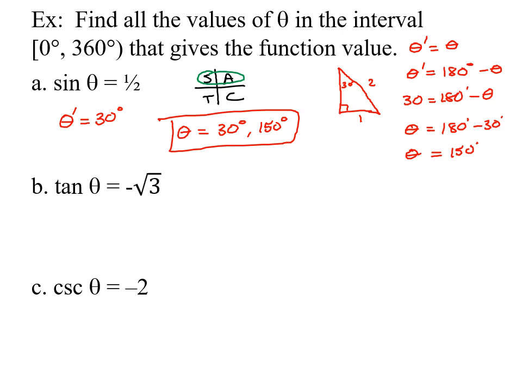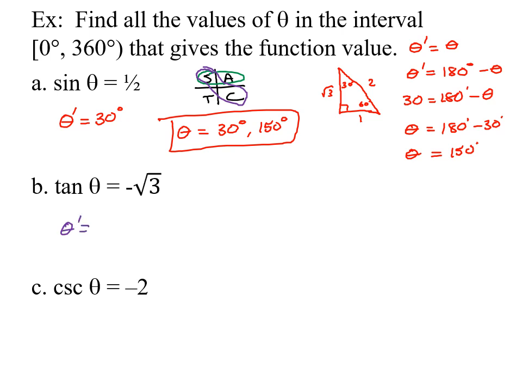On part B though, tangent theta is negative root 3. To be negative root 3 with tangent, the negative tells you it can't be in quadrant 1 or 3. That's where they're positive. So on this one, we're looking at these two quadrants, 2 and 4. But the root 3 still comes from the same triangle, the 30, 60, 90 triangle. Since tangent is the opposite over the adjacent off of a 30, 60, 90 triangle, to get square root of 3 is 60 degrees.